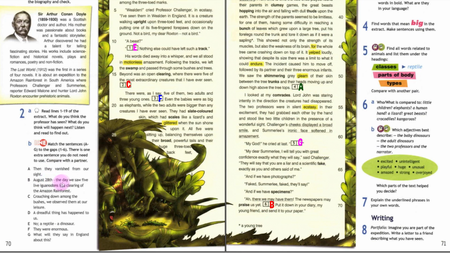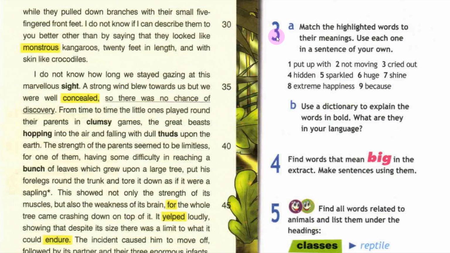August 28th, the day we saw 5 live iguanodons in a clearing of the Amazon rainforest. То есть август 28, день обнаружения 5 живых игуанодонов на поляне в тропическом лесу Амазонки. And we see that sentence D is extra. Он у нас лишний. Now exercise 3.